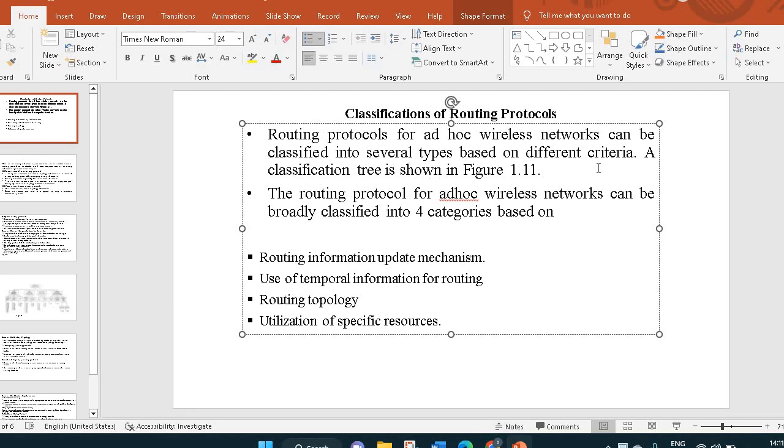Good morning. Today we are going to see classification of routing protocols. Routing protocols for ad hoc wireless networks can be classified into several types based on different criteria. The routing protocol for ad hoc wireless networks can be broadly classified into four categories based on routing information update mechanism, use of temporal information for routing, routing topology, and utilization of specific resources.